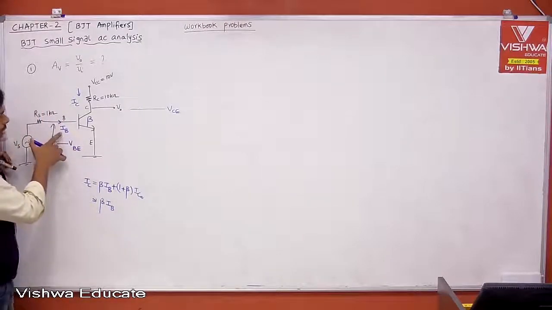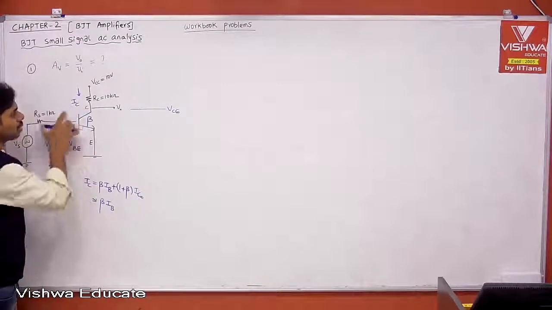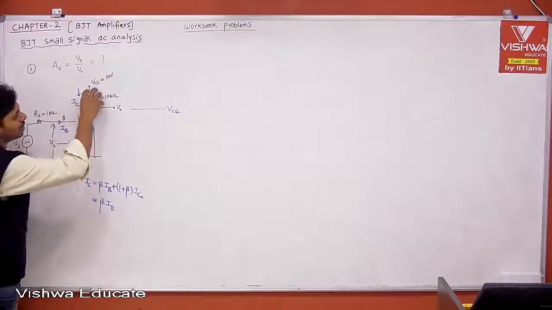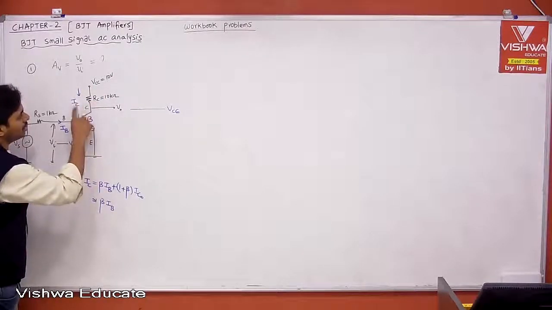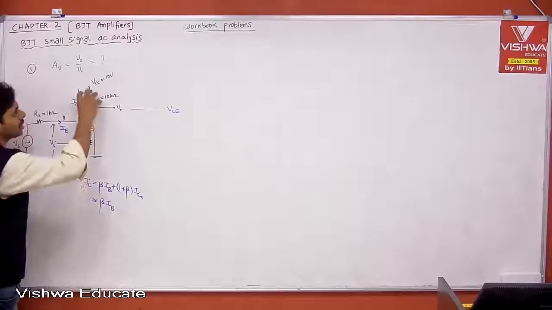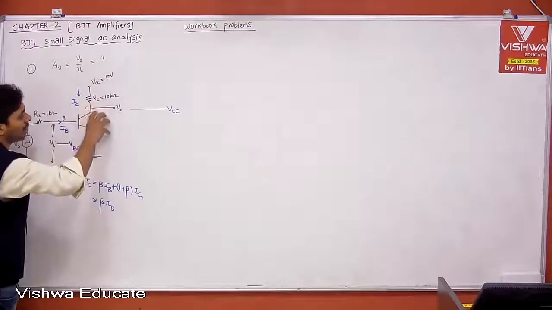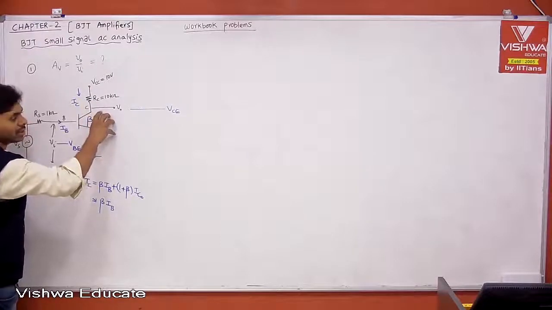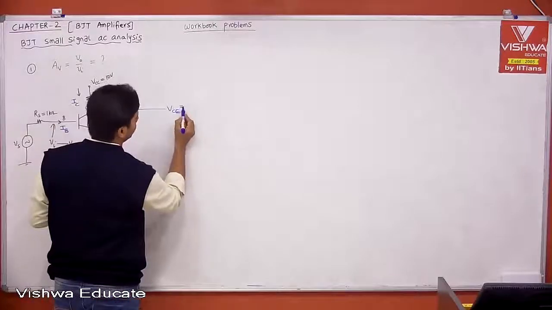That DC voltage is giving DC current. That DC current is giving output DC current. That output DC current is giving the drop across RC. Let us say we have chosen RC as a combination of IC into RC for DC signals. Let us say it is having a 5 volt drop. Then out of 10, 5 volt here, the remaining 5 volt you see across the transistor. That is actually your output voltage, 5 volt.